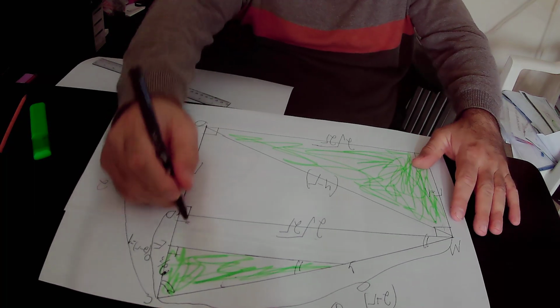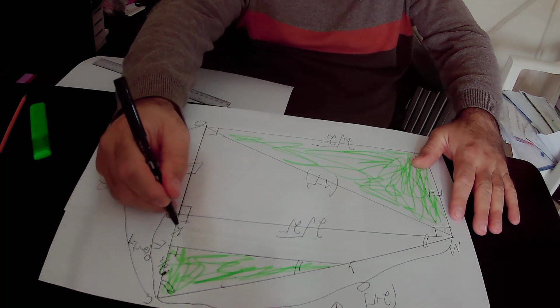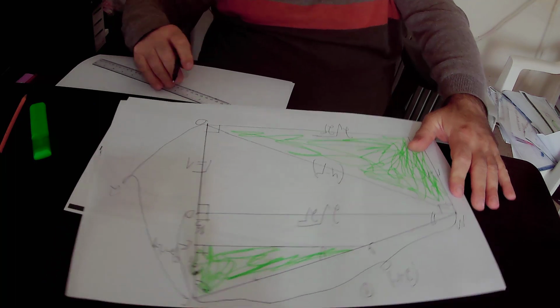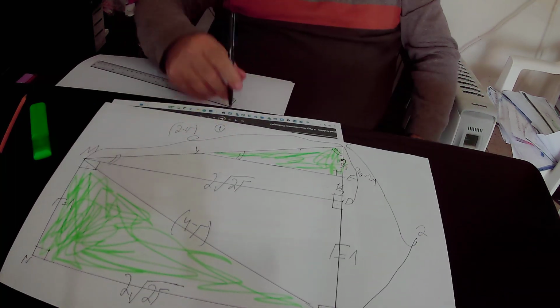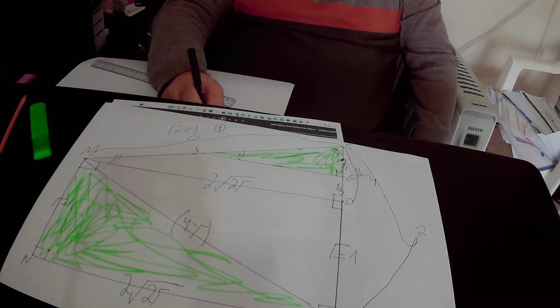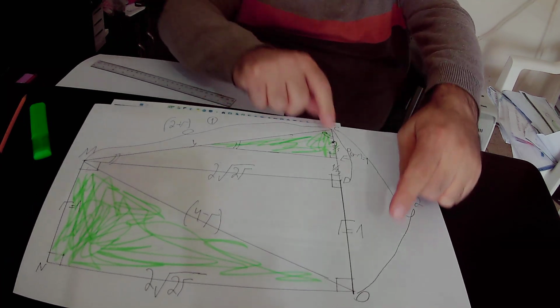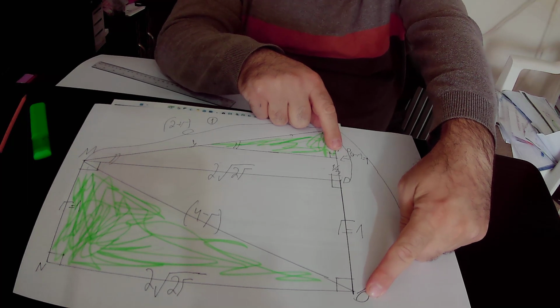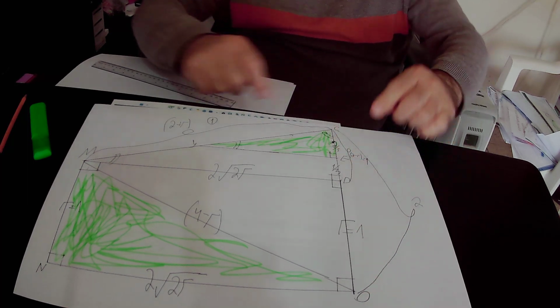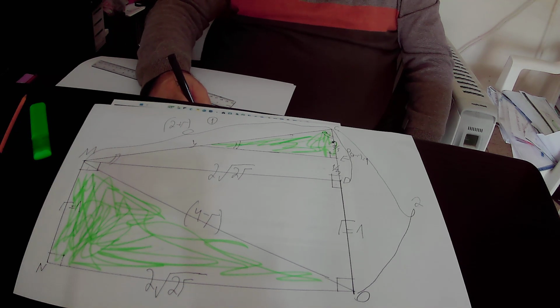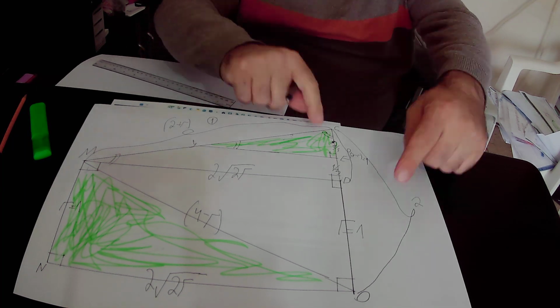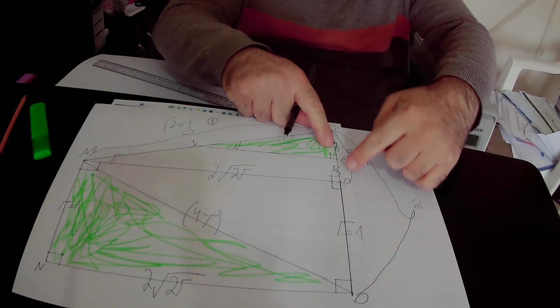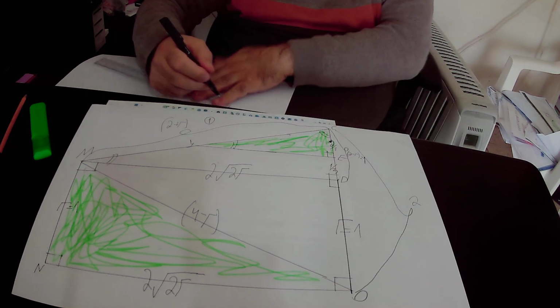Here ED equals 1 over 3. And what is the value of OE? The value of OE, you can see from the drawing, is that OE equals OD plus DE.